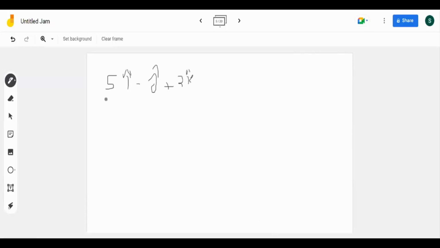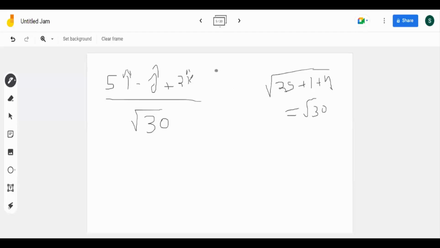Its unit vector will be the vector divided by its magnitude. Its magnitude is 25 plus 1, 26, plus 4, 30. So its magnitude is root 30. This is our unit vector.